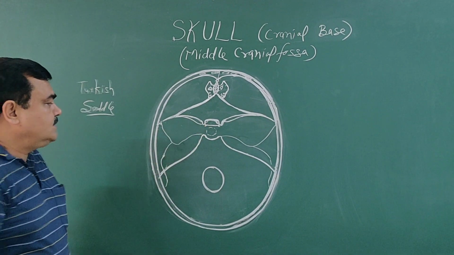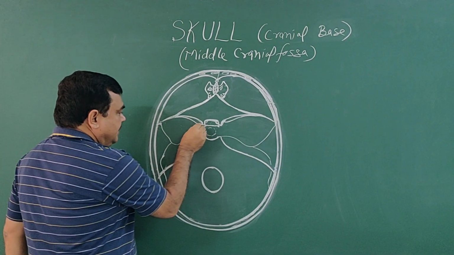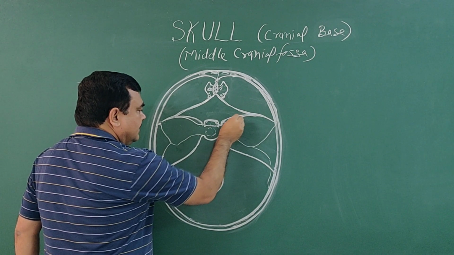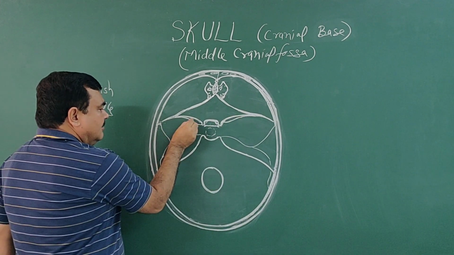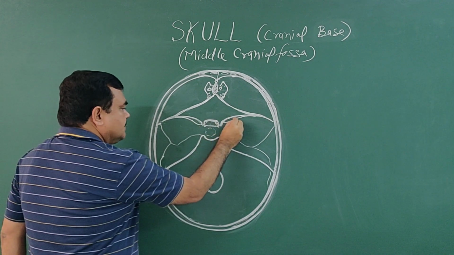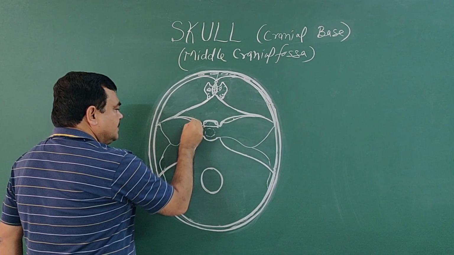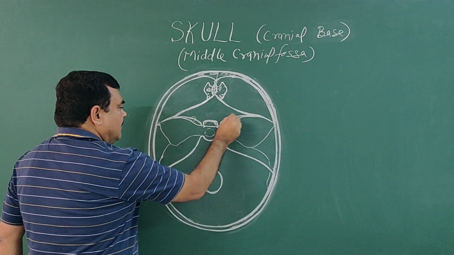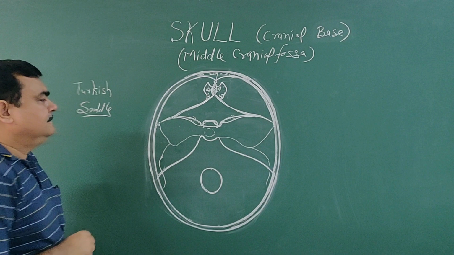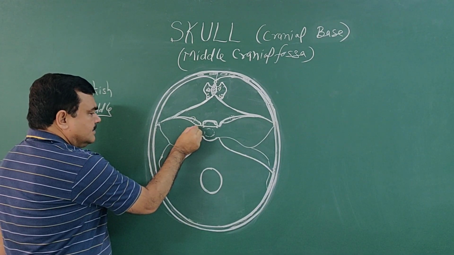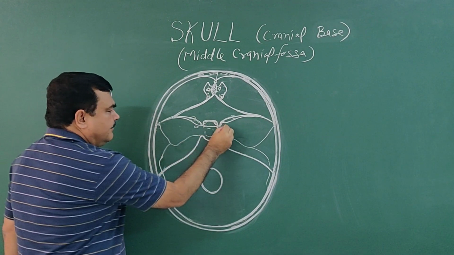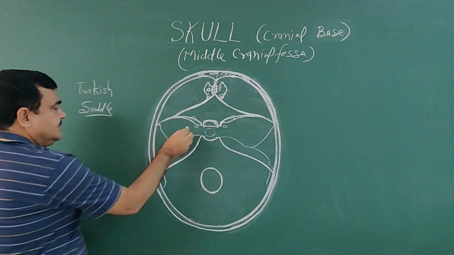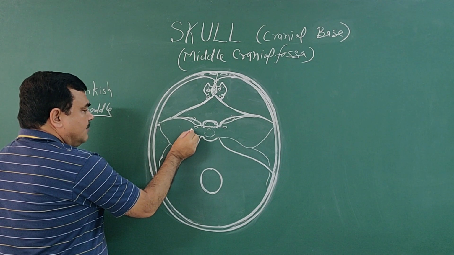If you go lateral to this, here is the superior orbital fissure. Here a small projection is present through which the common tendinous ring of Zinn is attached, and here is one opening. This foramen is the foramen rotundum, and here is the foramen ovale.